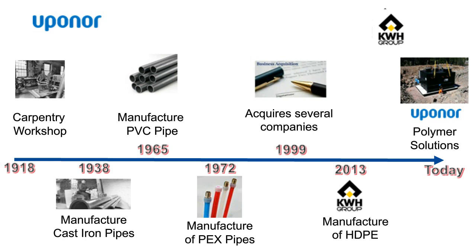KWH has specialized technologies as well as patents within the manufacturing of large diameter HDPE pipe using a technology called Weholite. And today, Uponor offers numerous polymer solutions, and we have expanded beyond just pipe offerings for the infrastructure and now do more solution offerings for stormwater, wastewater, and structural elements.